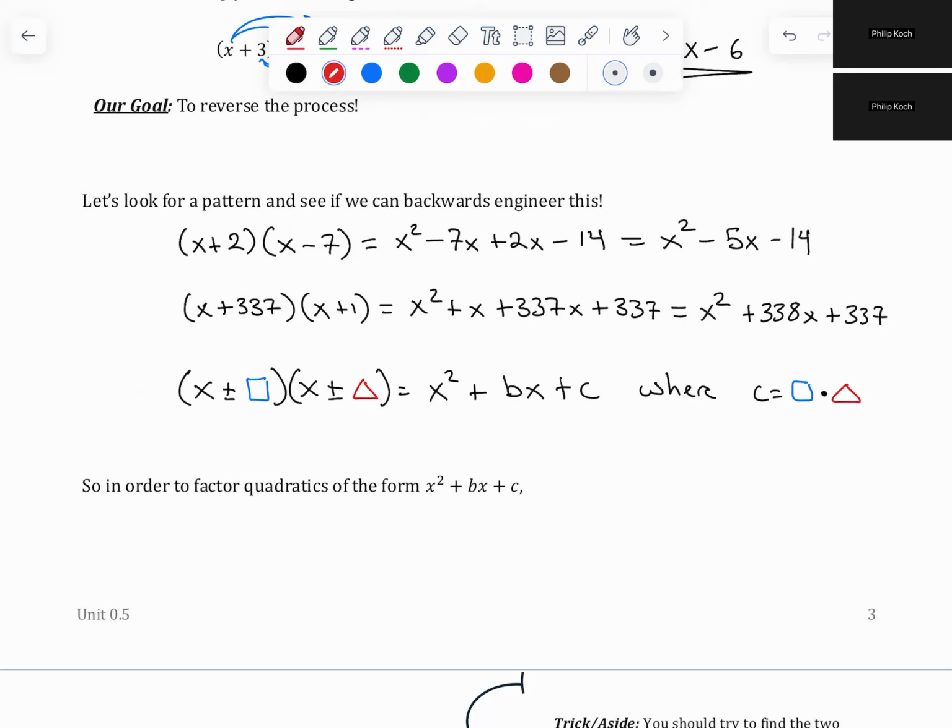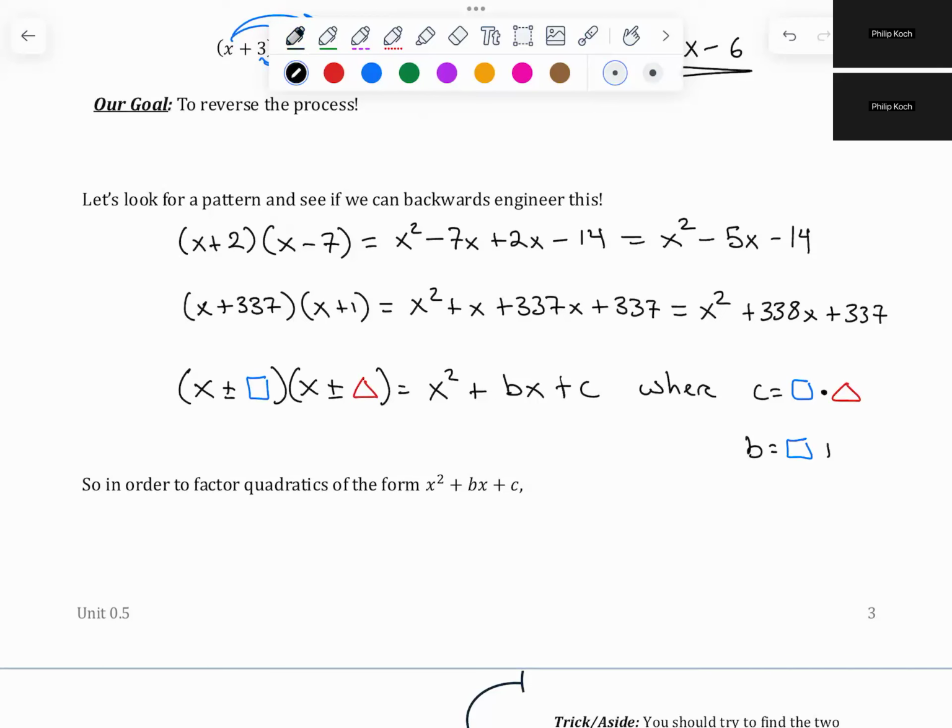In generic terms. But then what I noticed, so how do I find B? Do you see any pattern with the B's? They get added together. We had 337, like our B term for the second example was 338. That's 337 plus 1. For the first example, we had -7 plus 2. That's where I got the -5. So where C is equal to blue box times triangle and B is equal to blue box plus triangle.